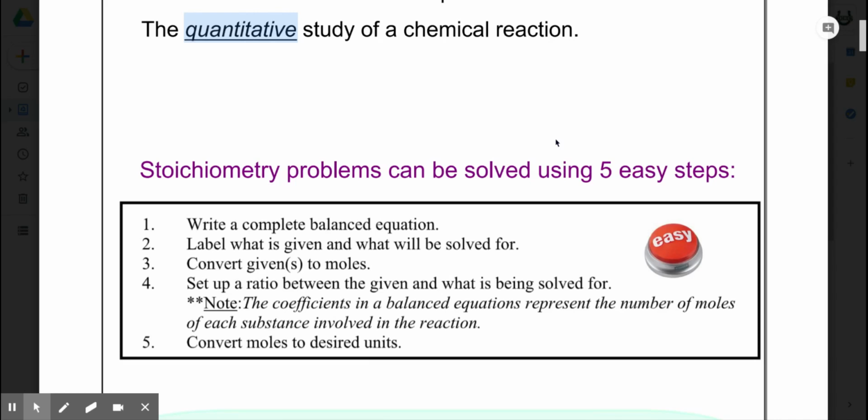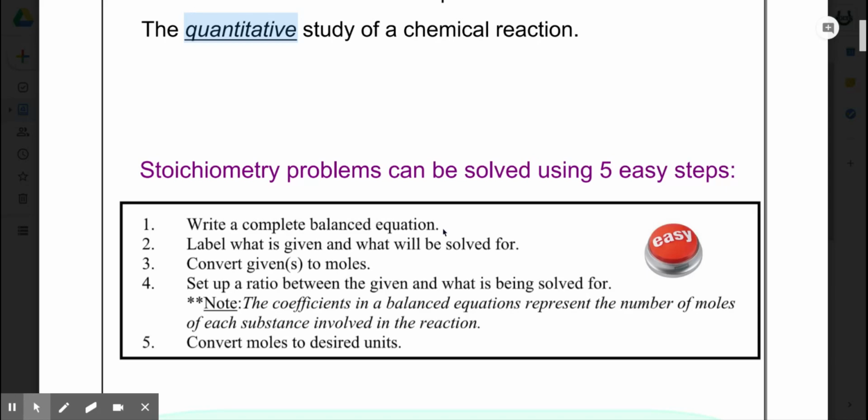Step 1 is write a complete balanced equation. We need to know what the recipe is for the reaction that's about to take place. And we spoke of this previously. A chemical equation is a recipe. Everything's expressed in moles. I advise you to label what is given in the question and what you're going to solve for. It helps with the organizational skills as you work your way through the problem.